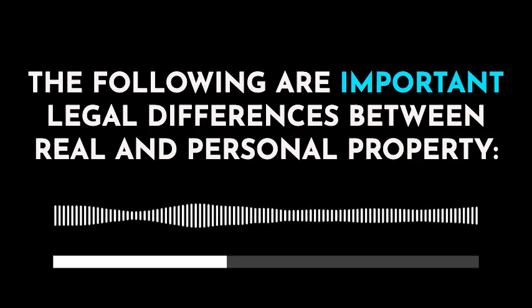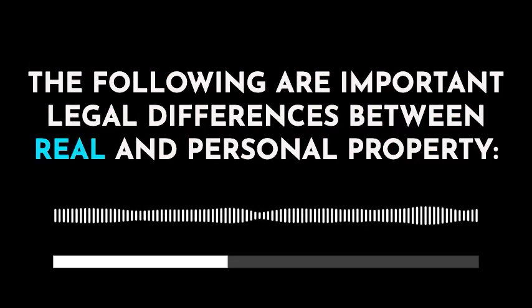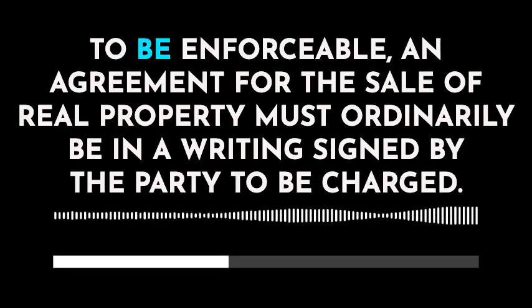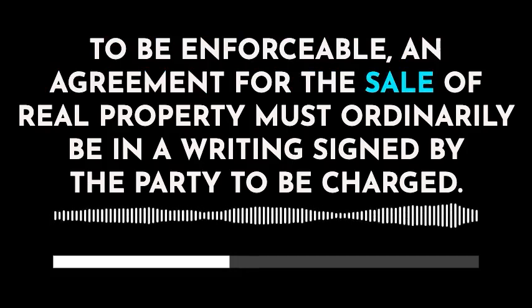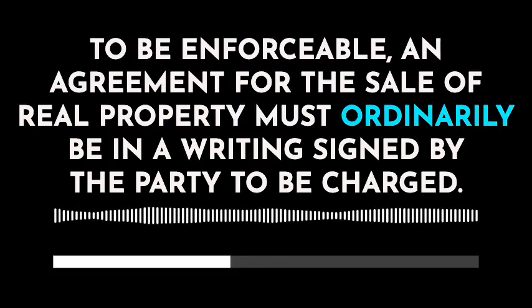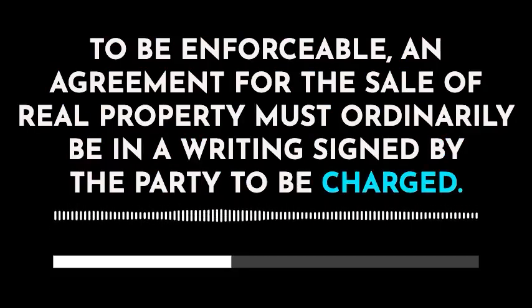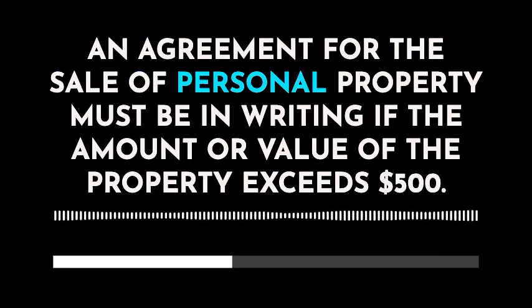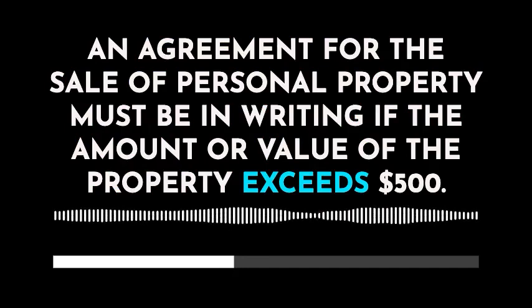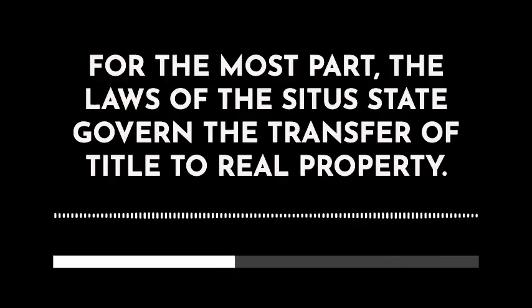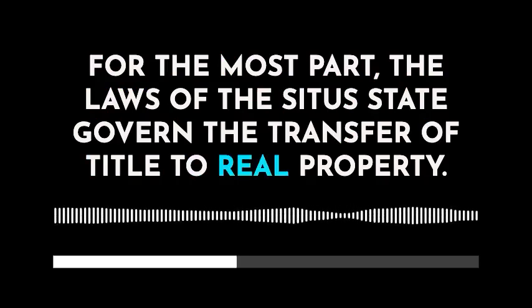Legal differences between real and personal property. The following are important legal differences between real and personal property. 1. To be enforceable, an agreement for the sale of real property must ordinarily be in writing signed by the party to be charged. An agreement for the sale of personal property must be in writing if the amount or value of the property exceeds $500. 2. For the most part, the laws of the state govern the transfer of title to real property.